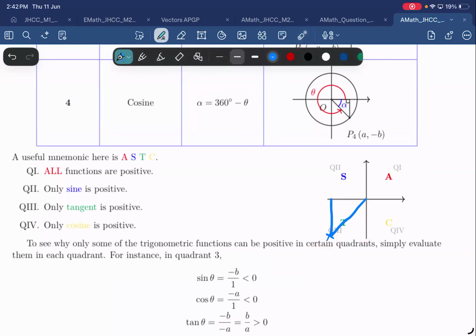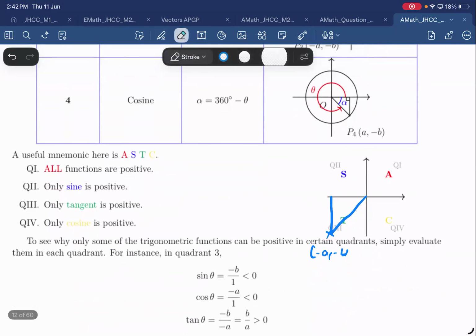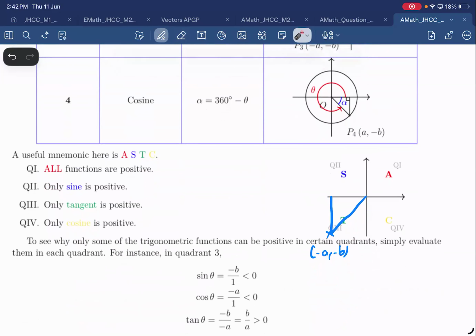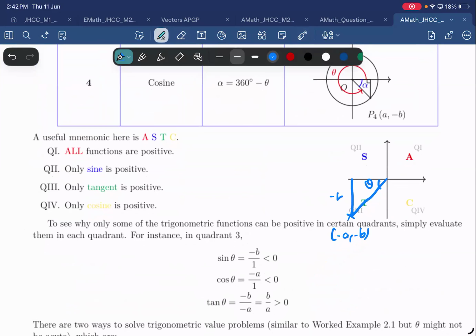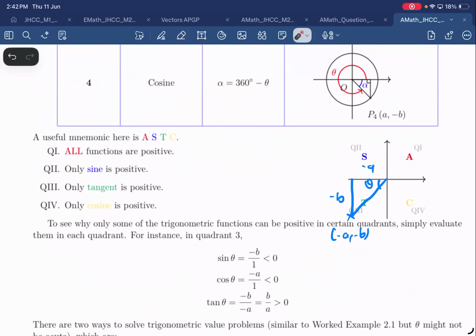Let's label this point as minus a, minus b. Then your angle here is theta. Sine of theta is opposite over hypotenuse, so if my hypotenuse is 1, it's minus b over 1, which is clearly negative. Cosine is adjacent over 1, minus a over 1, which is also negative. Tangent is opposite over adjacent, so negative over negative is positive. This justifies why in the third quadrant only tangent is positive. Of course you don't need to derive this; if you memorize ASTC, that's good enough.